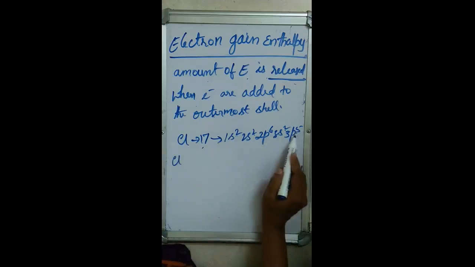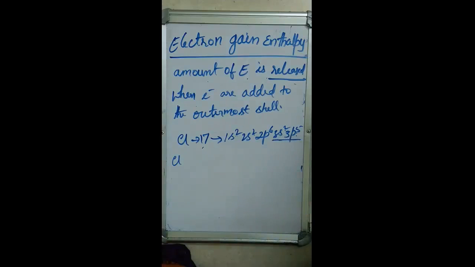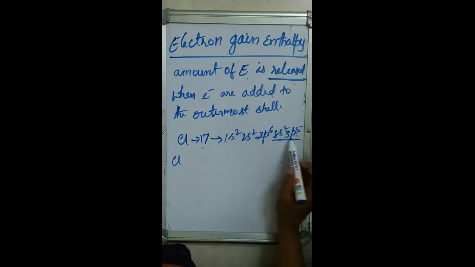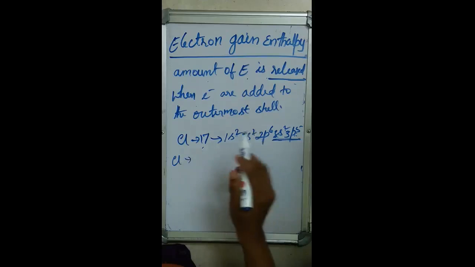Now, chlorine has a capacity to accept 1 electron. Accepting and removal of electrons is done based on the octet rule. Octet rule means after removal or after adding, the outermost shell should contain how many electrons? 8 electrons. So this is called the octet rule. Now here I can't remove. If I add, it immediately attains the octet rule. The outermost shell contains 7 electrons, so if I add, how many does it become? 8 electrons in the outermost shell.